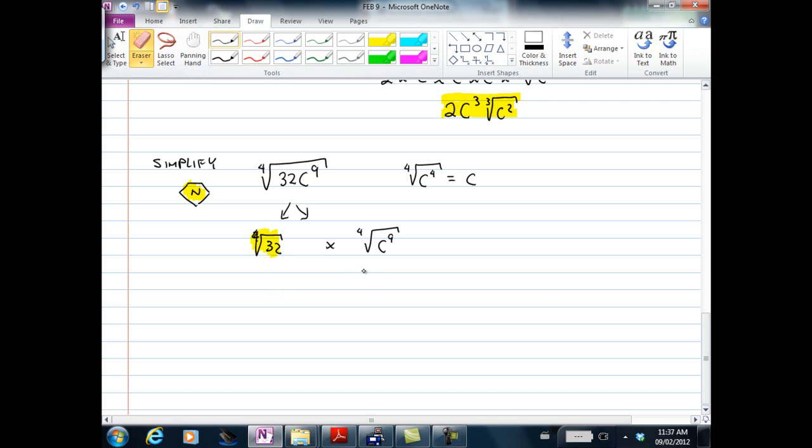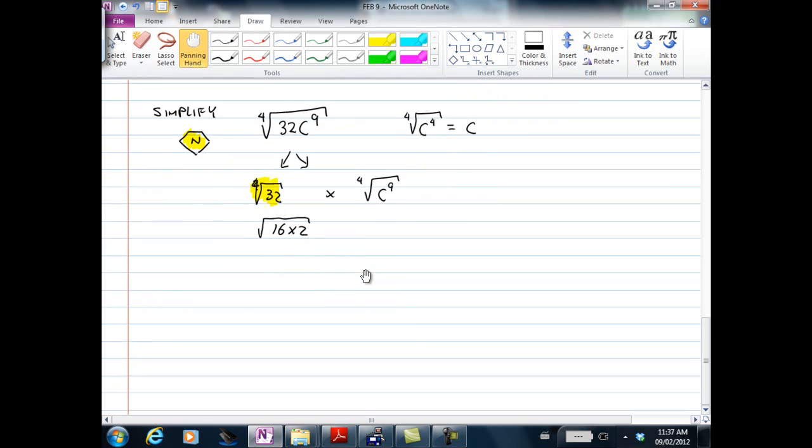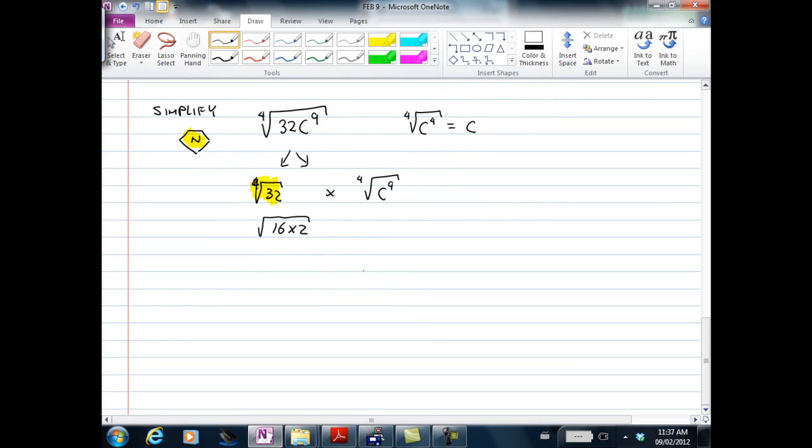So it's 2 times the fourth root of 2. But really, would you agree, you can write this as 16 times 2. Oh, well, there's a 4 here. Tricky. So, would you agree? The fourth root of 16, what's the fourth root of 16? 2. So, really, it's 2 times the fourth root of 2 for this part. Agreed?